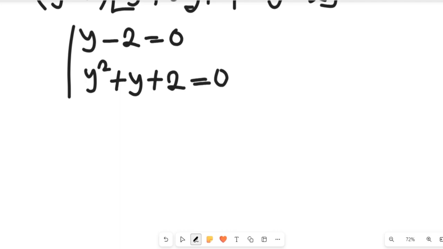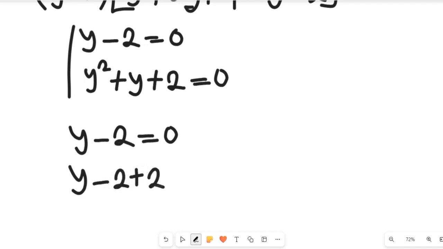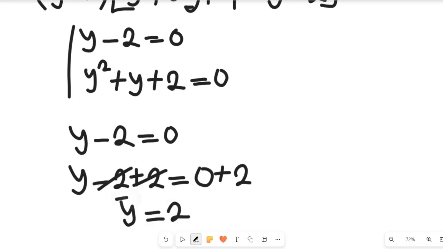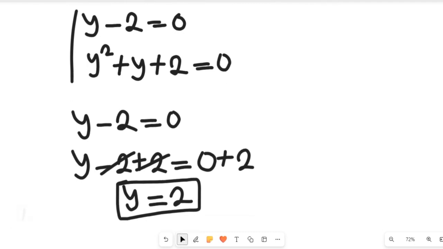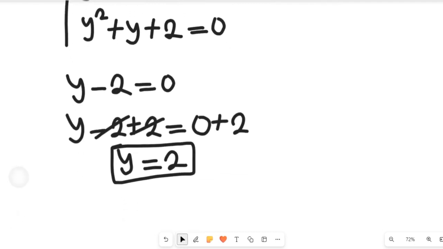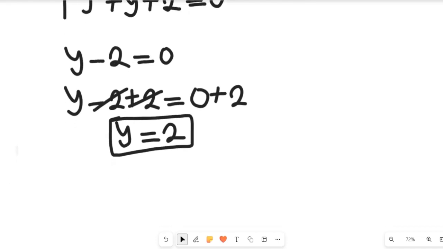To solve the linear, we are going to add 2 to both sides. If we add 2 to both sides, we'll have y minus 2 plus 2 equal to 0 plus 2. So from here, we can see that our y is equal to 2. And that is the first real solution to that polynomial equation. The other two solutions we are going to get from this quadratic equation. So let's solve the quadratic equation.